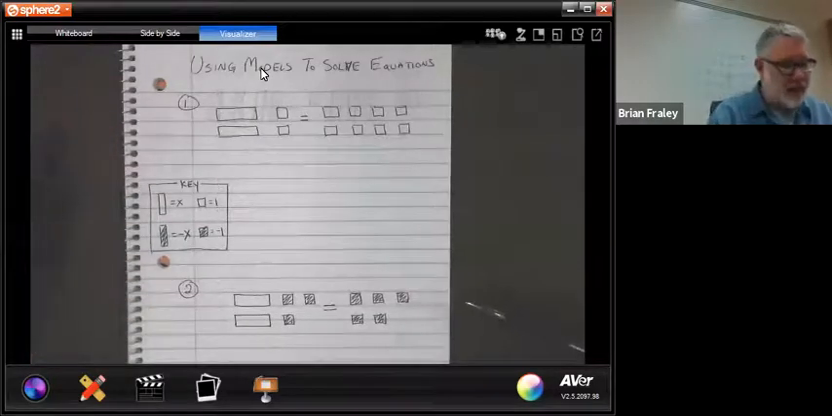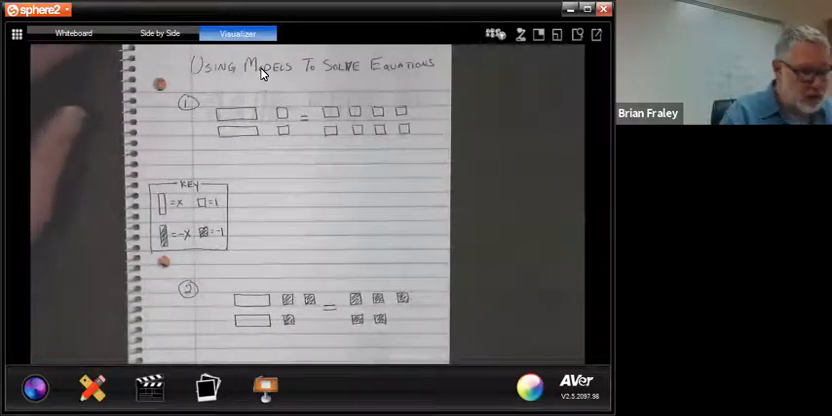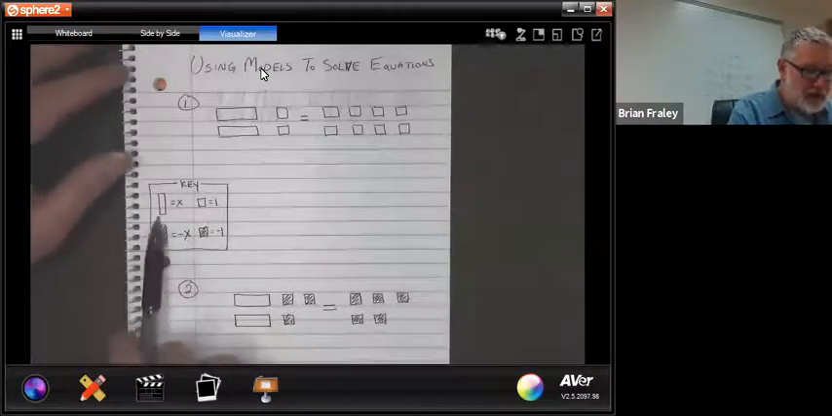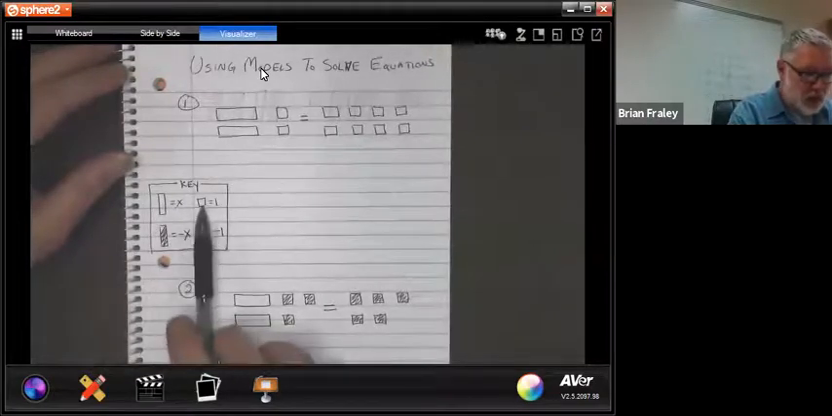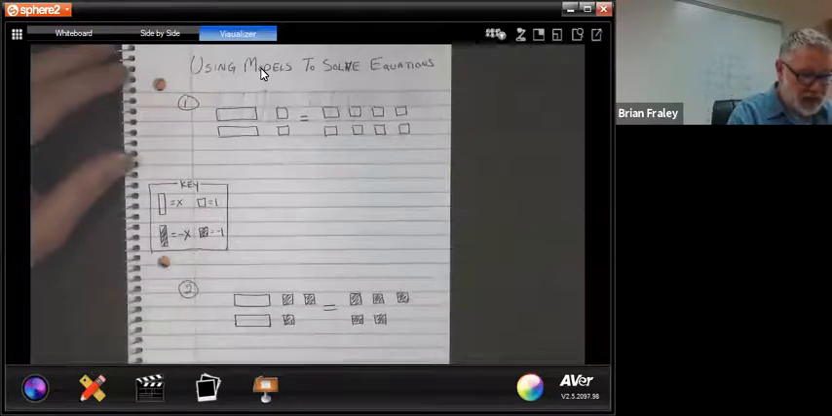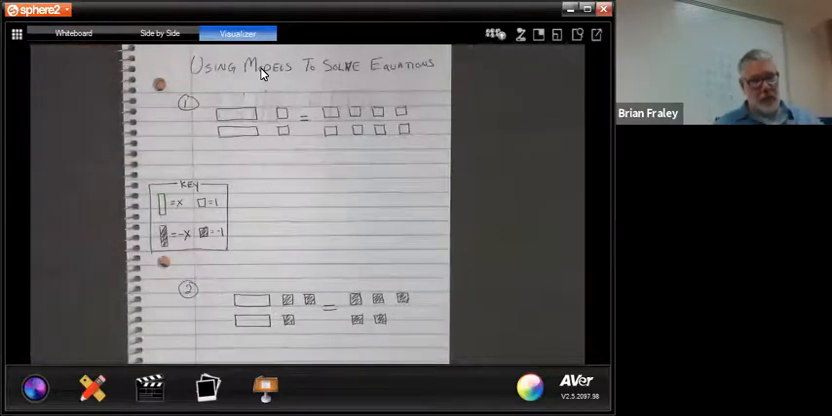Here's the key that we need to use. Granted, keys are going to change from time to time, but this key is pretty self-explanatory. We have an open rectangle, which is worth positive x. Shaded rectangles, negative x. Open square, positive 1. Shaded square, negative 1.